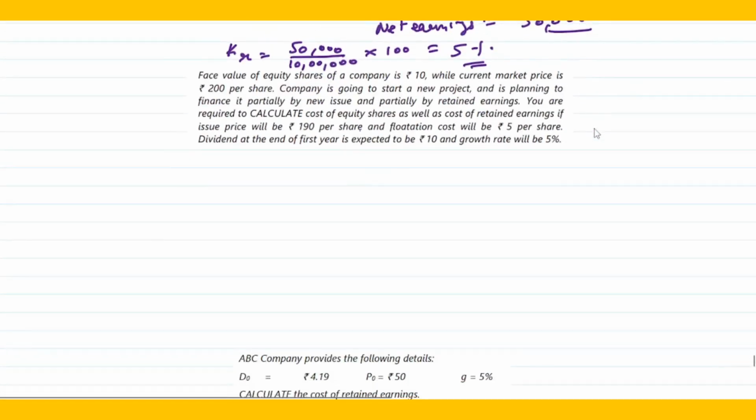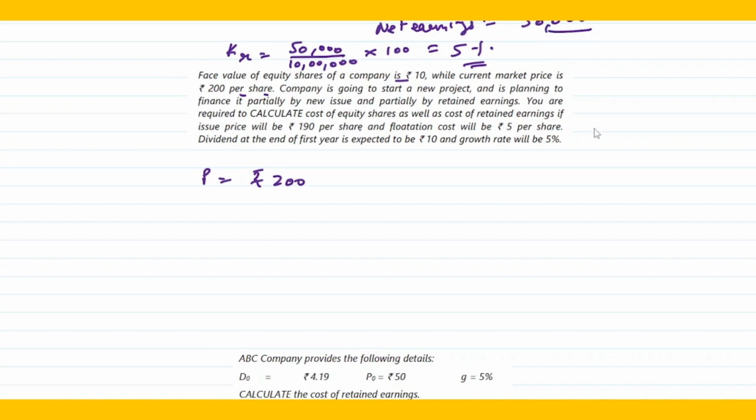Okay. Beyond this, let's look at some questions which may be asked in your exams also, which I feel are relevant as far as the cost of retained earnings is concerned. Small questions, we'll try to wrap it up as soon as possible, right? Okay, let's look at the question. The question simply says, the face value of an equity share of a company is rupees 10, while the current market price is 200 per share. So basically you are given the current market price. We denote current market price by P, which is rupees 200, right?